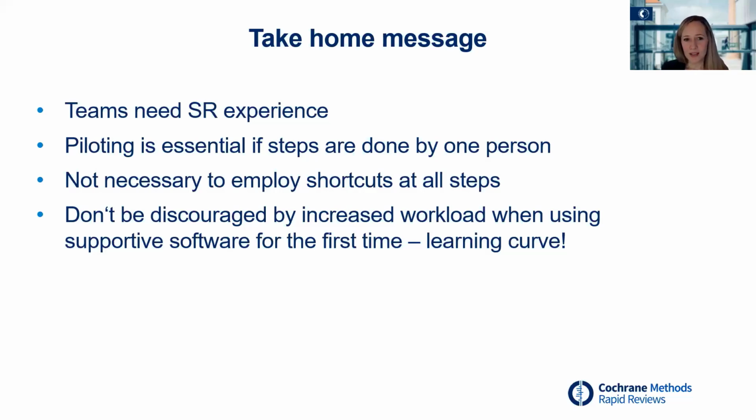I also want to emphasize that it's not necessary to employ all the shortcuts. You could employ shortcuts for one step, but you might not think it's necessary for another step. For example, if you have thousands of records to screen, of course, you implement shortcuts. But if you only include finally one study, you could do the traditional full systematic review methodology, because one study is doable to extract and do risk of bias assessment dually and independently.